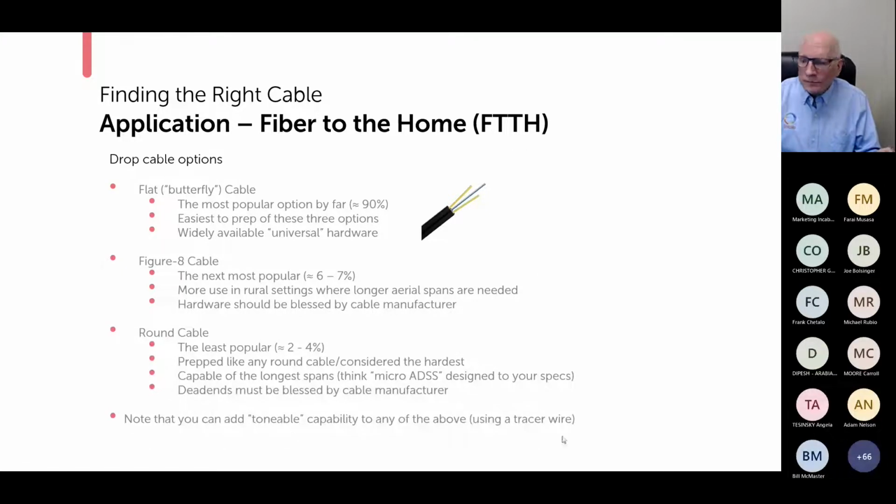And tonable comes up with drop cable a lot, the ability to detect the cable if it's been buried readily. And any of these cable types are capable of having that tonable capability added. And then you've got kind of a universal cable. I can use it aerially or I can put it underground.